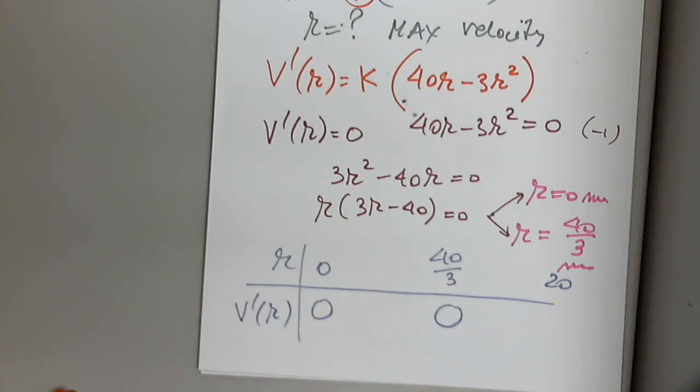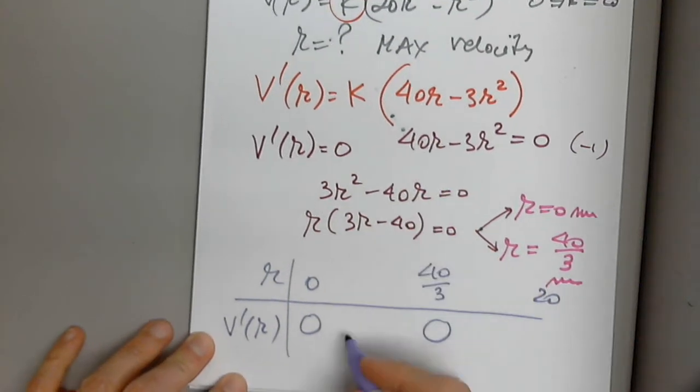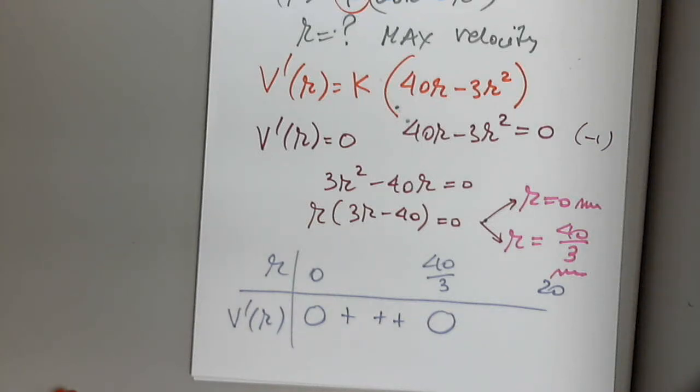So, now, this is the first derivative. Let's say we plug in, give me a number between 0 and 40 over 3. 1. Okay. 40 minus 3, sign? Positive. On the other side, let's say we plug in 20. 40 times 20, 800. 20 squared is 400 times -3 is -1200. So what is the sign on the other side? Negative. So, what can you say about 40 over 3?